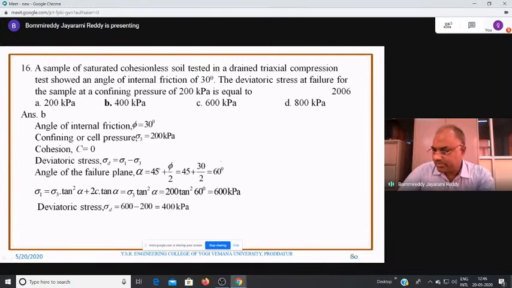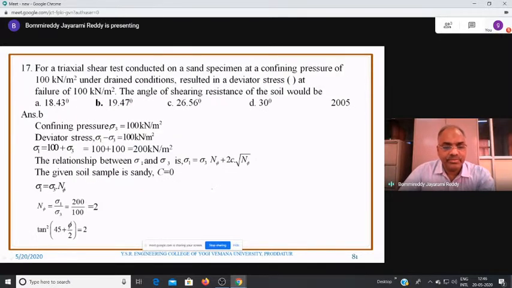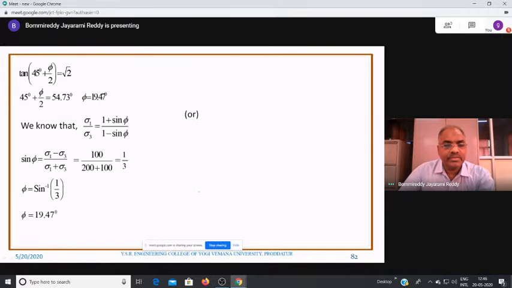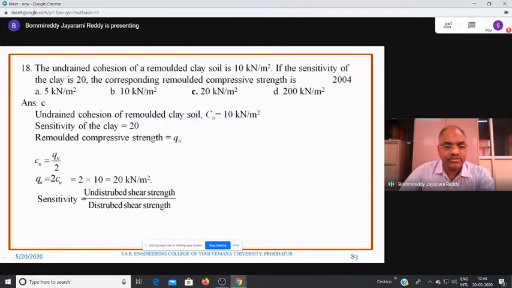Because in all these, there is only one equation. If you just remember this equation, you will get the entire solution. Similarly, in the other case, only this equation, a similar type of problem. And this one on sensitivity is also very simple.